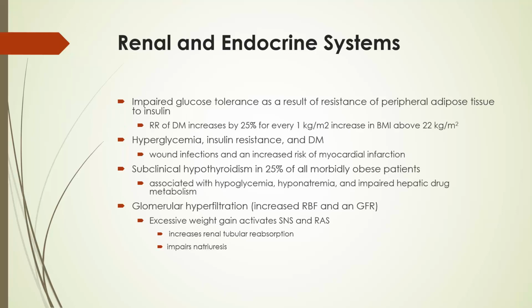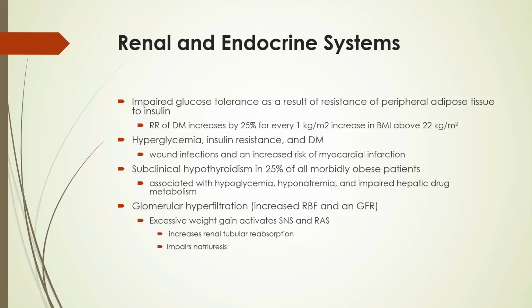Impaired glucose tolerance in the morbidly obese patient is reflected by a high prevalence of type 2 diabetes as a result of resistance of peripheral adipose tissue to insulin. Many obese patients have an abnormal glucose tolerance test, and the relative risk of developing diabetes is increased by 25% for every 1 kilogram per square meter increase in BMI above 22. So 25% for every single increase in BMI over 22.